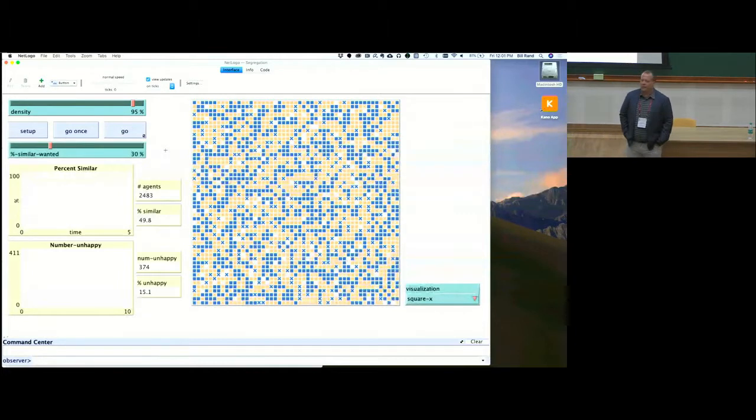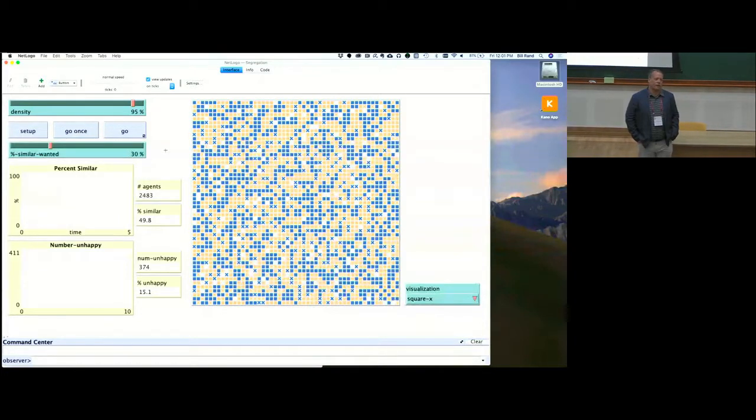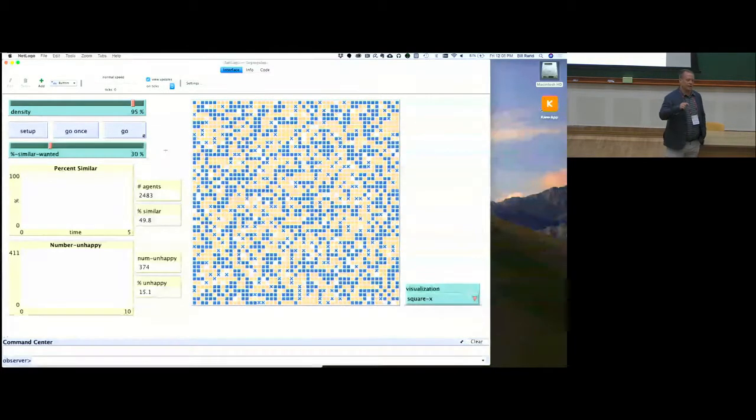If they're a square, that means they're happy right now. If they're an X, that means they're unhappy. To be happy, they just need 30% of their friends to be like them. Right now, this is just randomly distributed at first, and the average similarity is 50%.